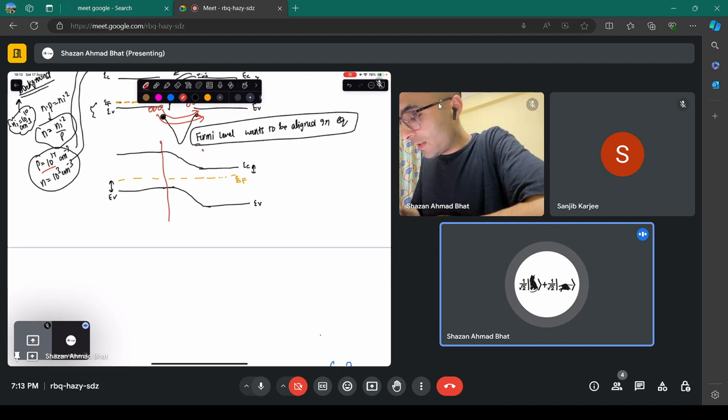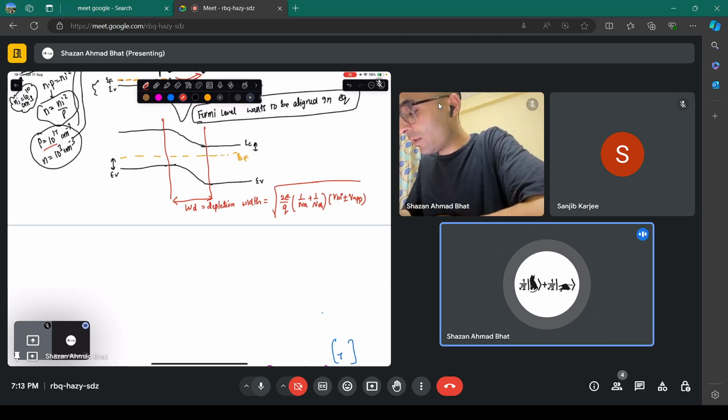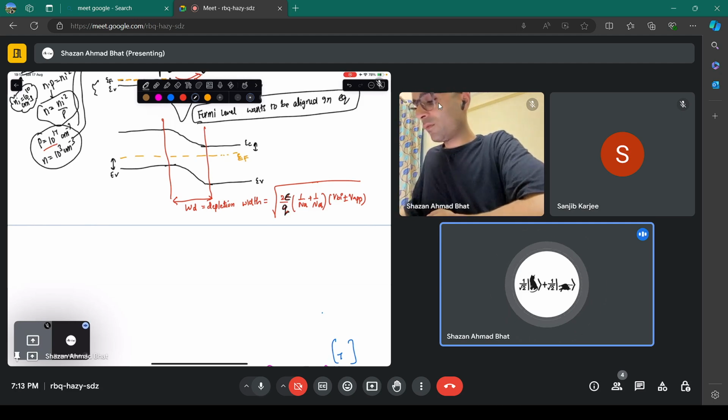And this particular region is the depletion region. And this is written as WD, which is the depletion width, and it can be computed approximately by 2 epsilon over Q, 1 over NA plus 1 over ND, V built-in plus minus V applied. Now what these particular things are, we will talk about. But NA and ND are the doping, epsilon is the permittivity, Q is the electronic charge. This just comes from simple electrostatics. You will see, there's nothing much complicated here.